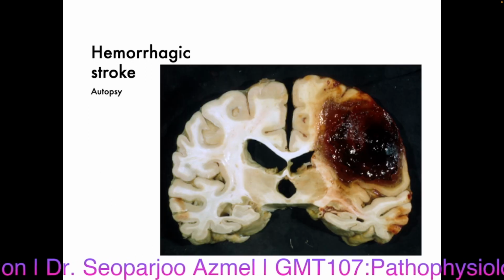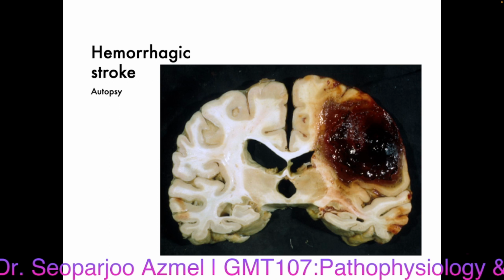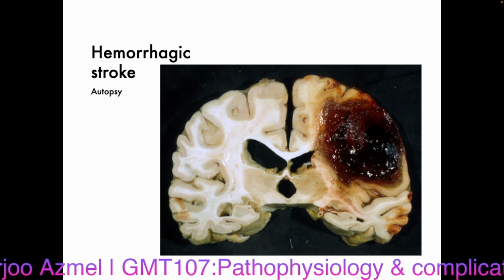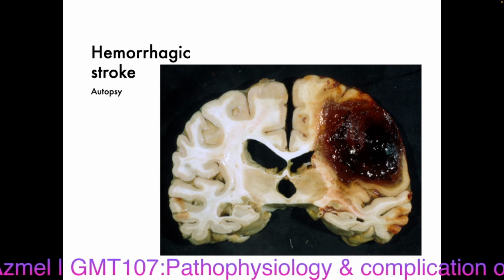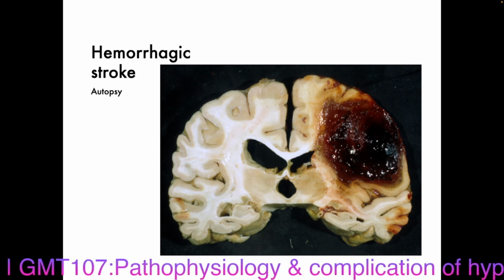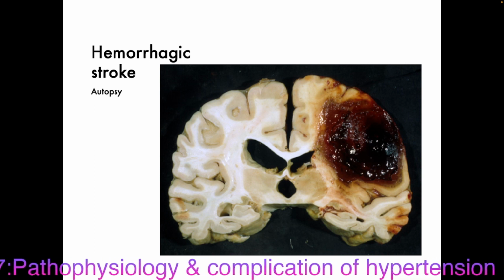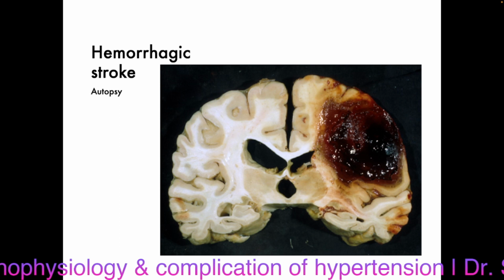So again, this is how a hemorrhagic stroke looks. You can see there is hemorrhage or bleeding inside the brain parenchyma. This is caused by the rupture of vessels affected by the complications of hypertension.